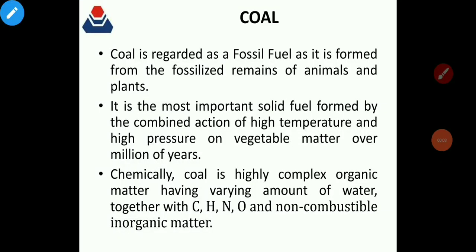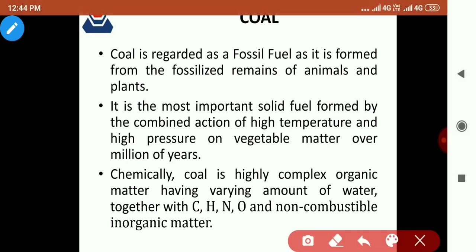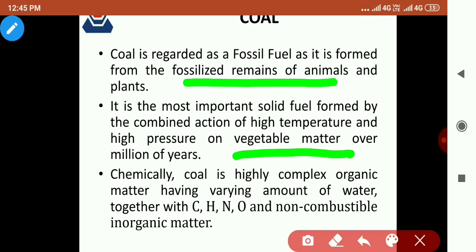What do we mean by coal? All of us know that coal is regarded as a fossil fuel as it is formed from the fossilized remains of plants and animals, and it is the most important solid fuel formed by the combined action of high temperature and high pressure over vegetable matter over millions of years. So there are two important things: this is a fossil fuel formed from the fossilized remains of animals and plants, and it is formed by the combined action of high temperature and high pressure.